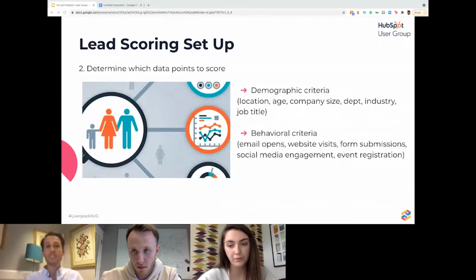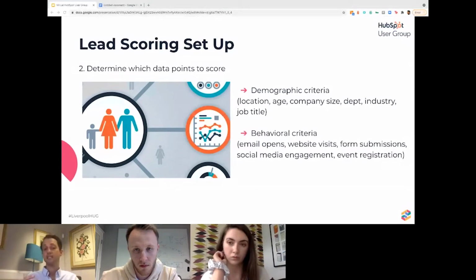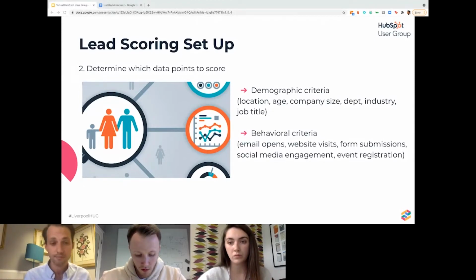Once you've created that buyer persona, the second part of your framework is to determine which data points you need to score. We know who our ideal buyer looks like, so it's time to understand which attributes you'll assign a point value to. Lead scoring criteria can be broken into 2 main categories: demographic information and behavioral information. Demographic information refers to characteristics that a lead possesses, such as location, age, company size, industry, job title, and seniority.